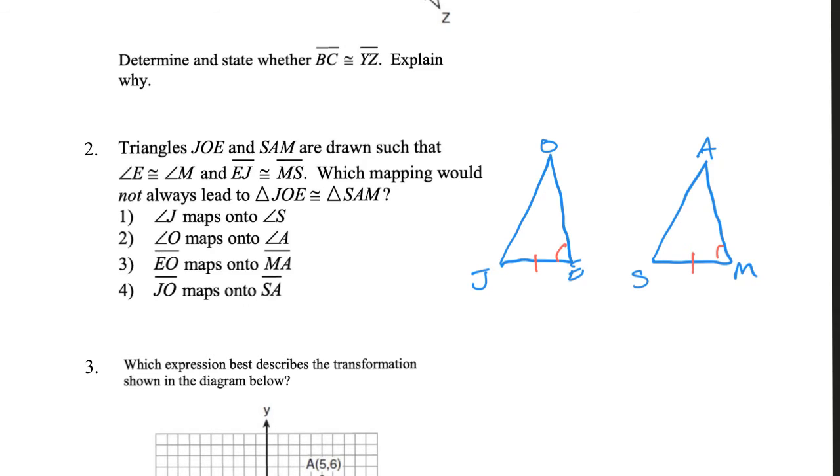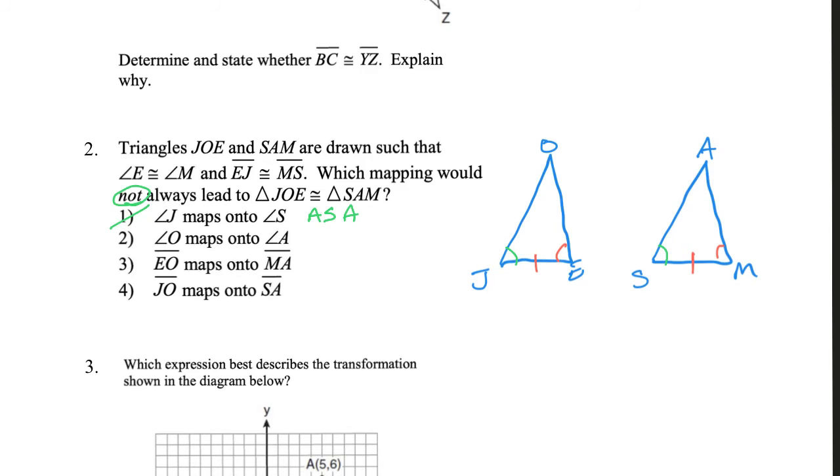How do we say that triangles are congruent? The angle, side, angle, all those things. So option number 1 here says J maps onto S. So therefore, J would be congruent to S. So I'm just going to do that, let's say in green. So this is choice 1. That is congruent to that, and this would make angle, side, angle. That is one of the ways that those two would be congruent to each other. So that's not what we want because we're looking for not always lead to that.